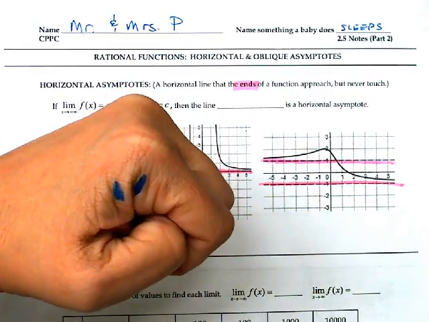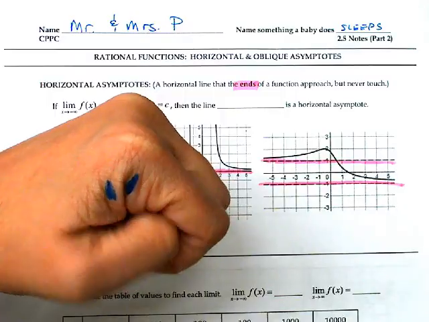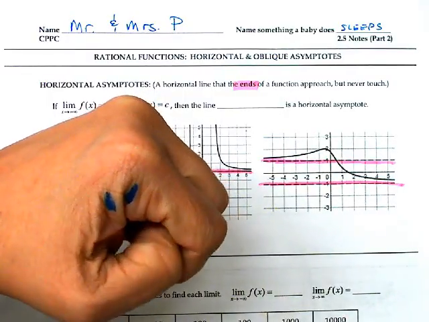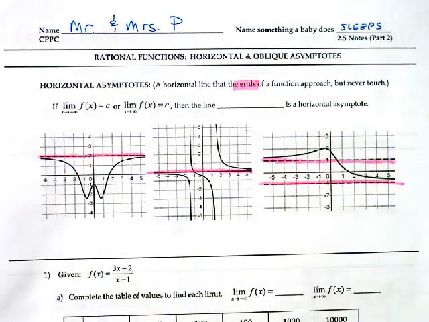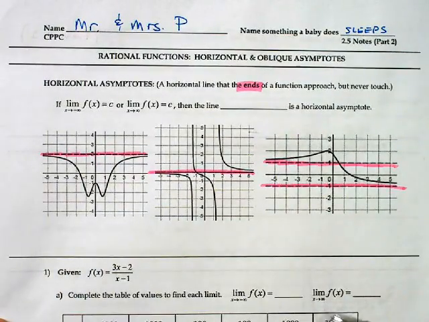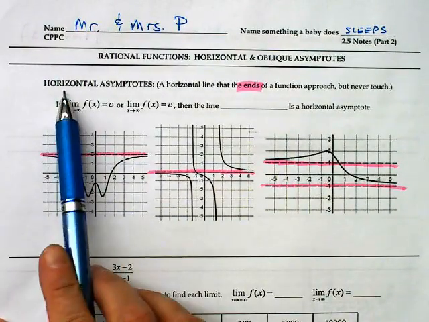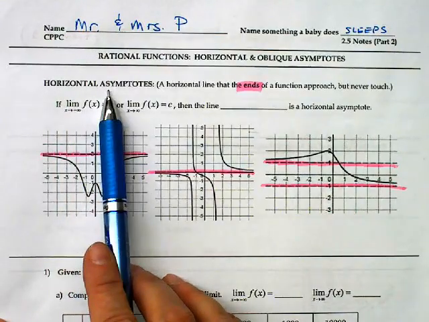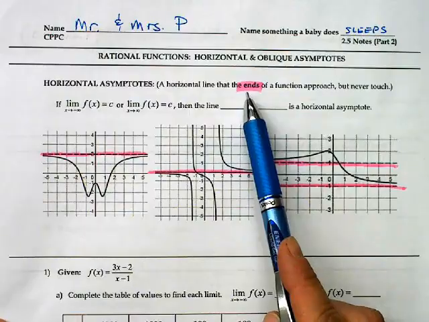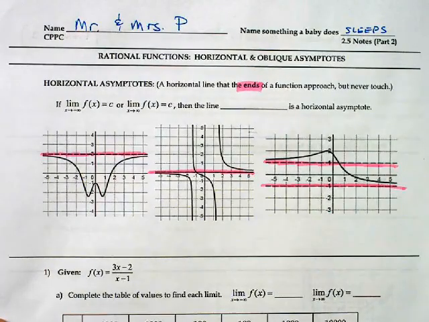Hey, what's up, pre-calculus? Today, let's take a look at some beginning information about horizontal and oblique asymptotes of rational functions. I have here a couple sample functions graphed for us. We don't need to worry about their equations right now, but let's just think of a horizontal asymptote as a horizontal line that the ends of a function approach but never touch.